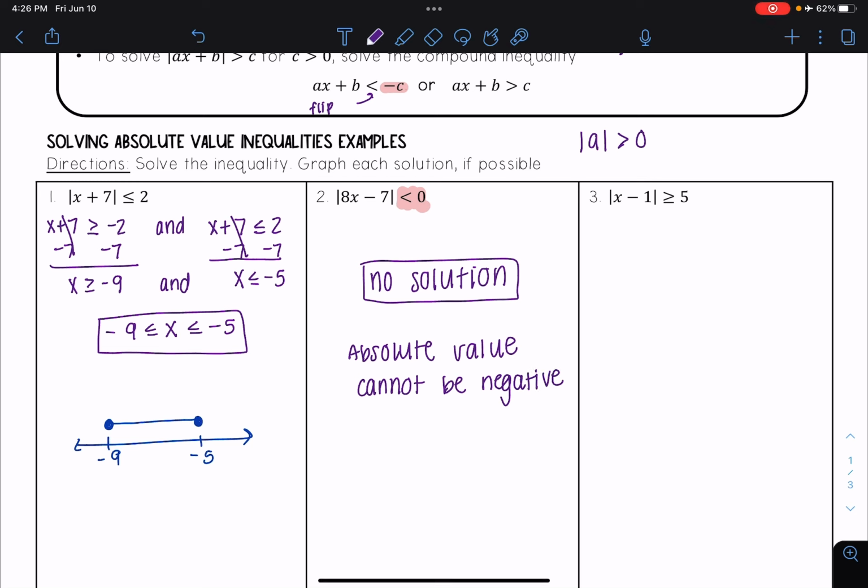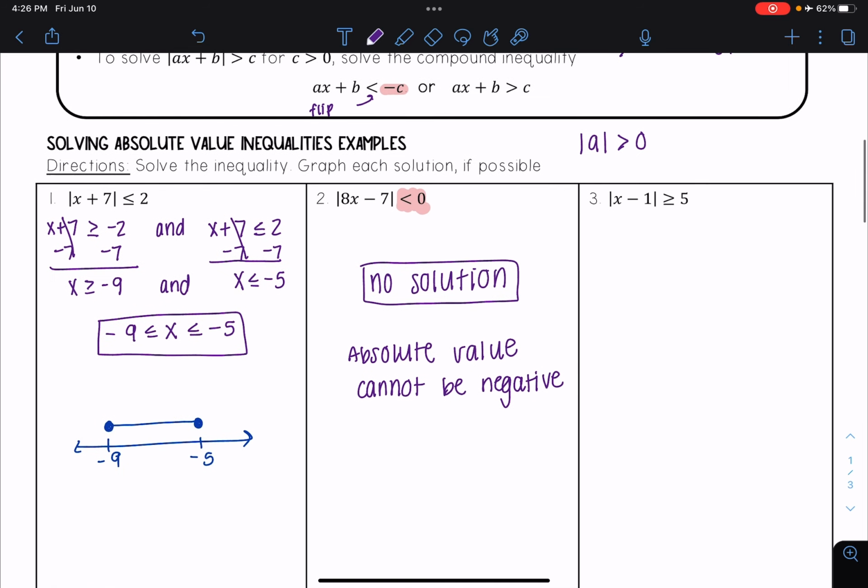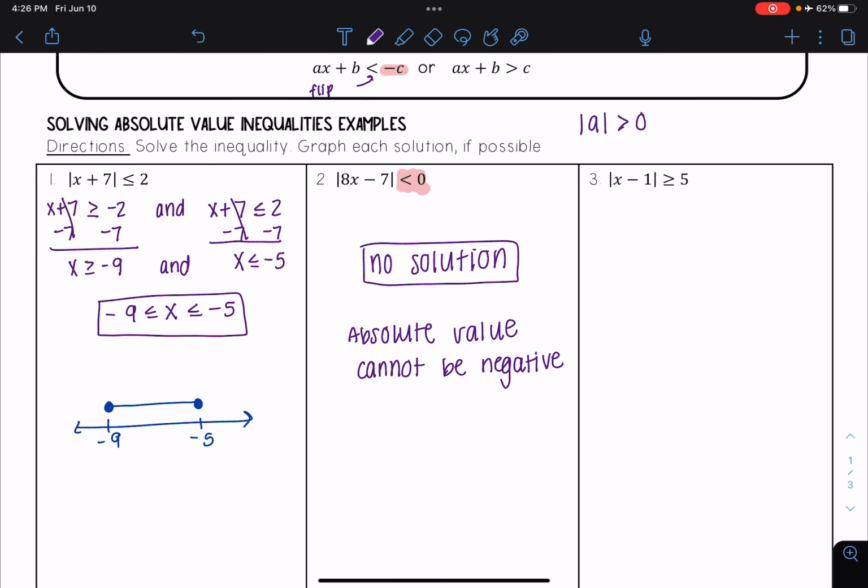Let's look at one more for this video. Here I have the absolute value of x minus 1 is greater than or equal to 5. I'm having a greater than or equal to, so I know it's going to be an or statement for my compound inequality. So I'm going to first write my compound inequality with the opposite answer. Since I'm taking the opposite sign of 5, I have to flip this inequality. So I have x minus 1 less than or equal to negative 5. Or I'm going to leave everything the same.